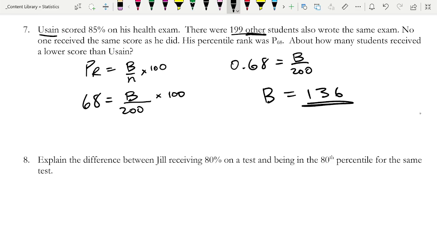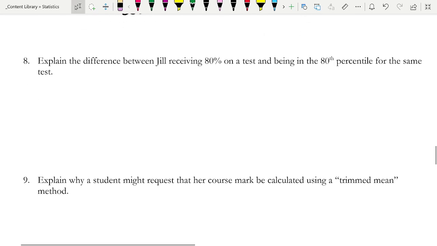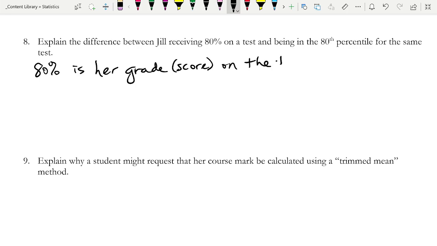All right. Use your words. Explain the difference between Jill receiving 80% on a test and being the 80th percentile for the test. Okay. 80% is her grade or score on the test.